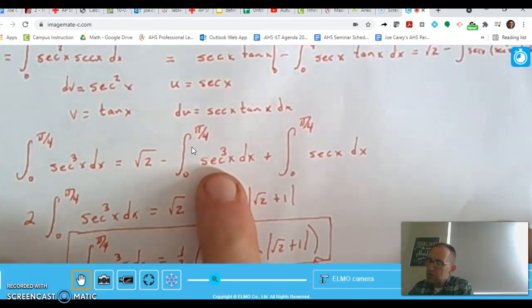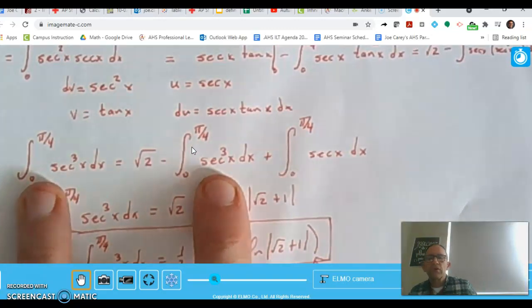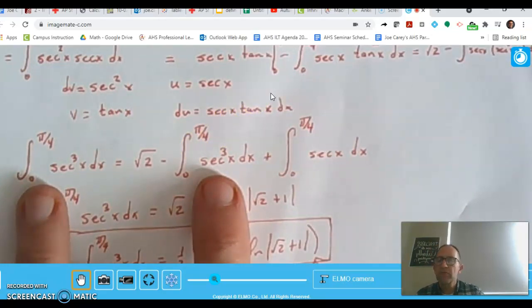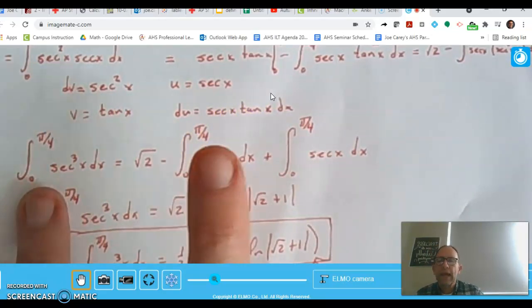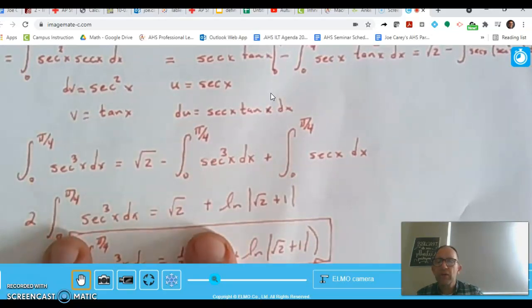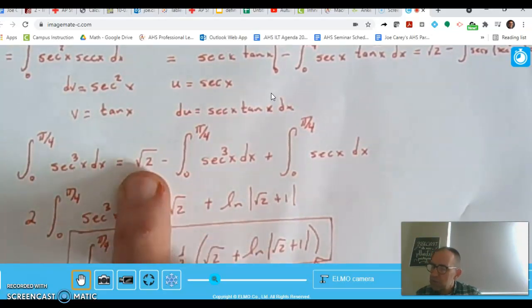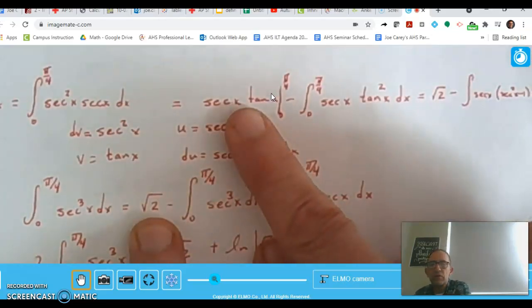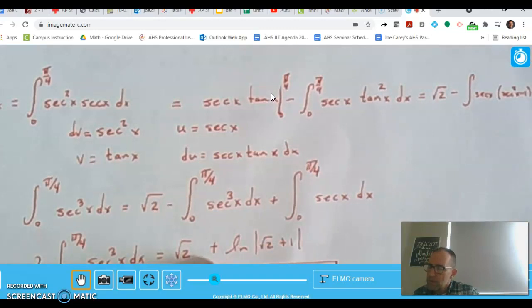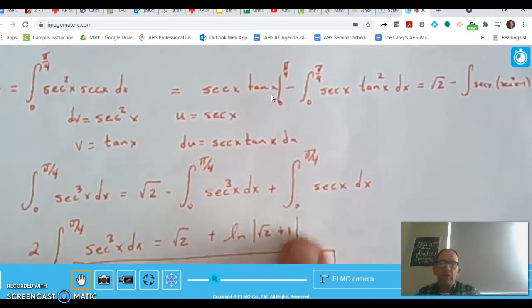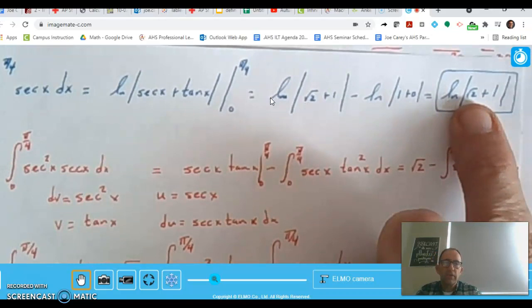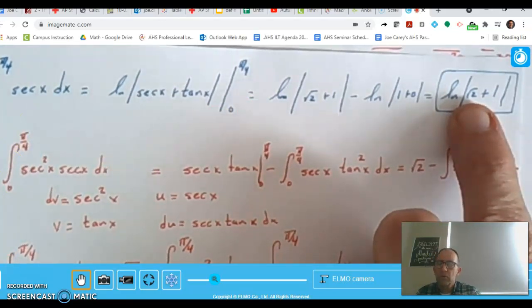Notice that this and this, there are terms of the integral from 0 to pi over 4 of secant cubed on both sides of this equation that we have here. So we can add this one over to the other side, and we'll have 2 factors of the definite integral from 0 to pi over 4 of secant cubed. And that will equal the square root of 2, which is what we got when we evaluated the uv term, plus we've already evaluated this, and we got natural log of the square root of 2 plus 1.